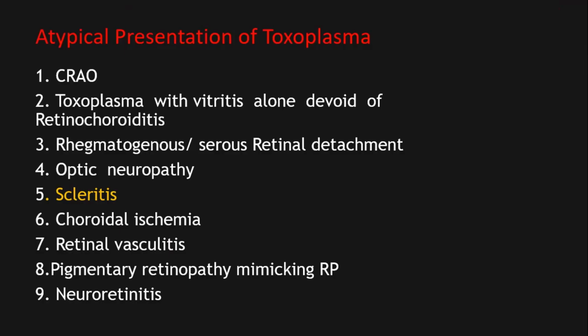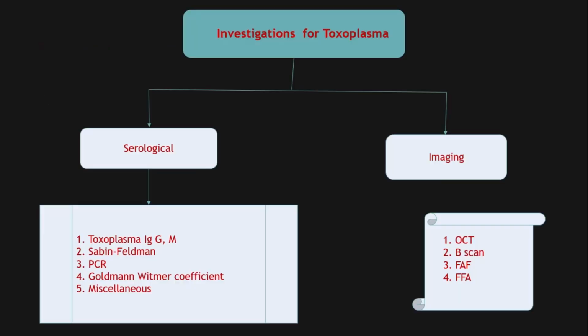What are the other atypical presentations? There are endless. Toxo can happen with REG-RD, serous RD, optic neuropathy, choroidal ischemia, vasculitis, RP-like presentation, neuroretinitis. But this was unique: scleritis presenting as a manifestation of toxoplasmosis. There is no retinitis, but just scleritis. This was presented by one of our UVF fellows when I was working at Madurai, scleritis as a manifestation of toxoplasma without retinitis. So be very careful that sometimes there are atypical presentations as well.